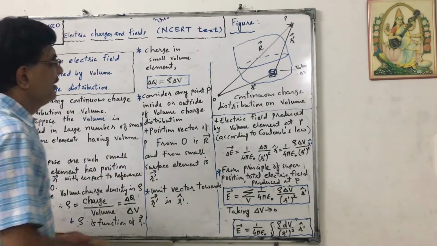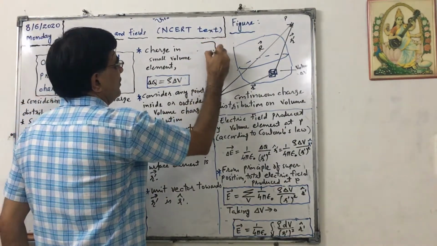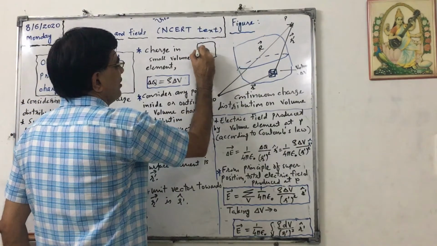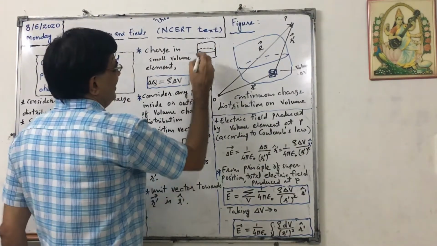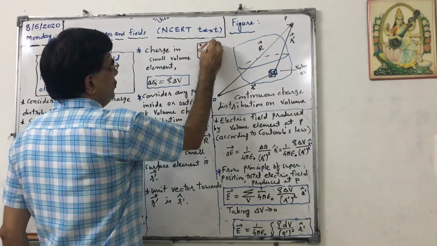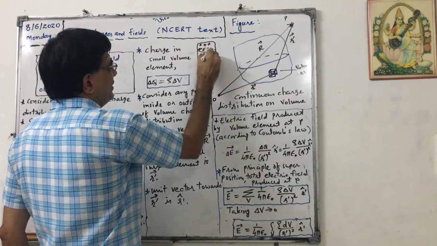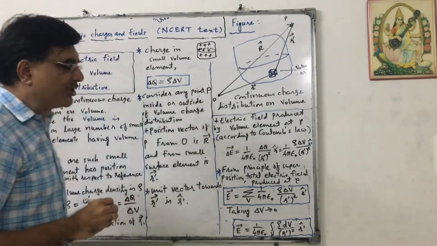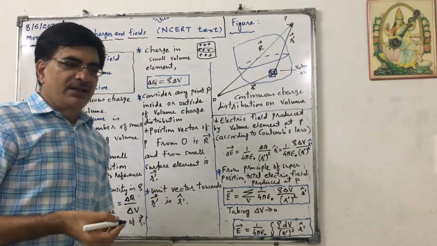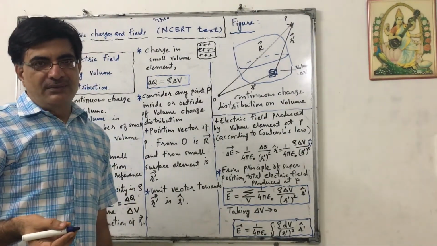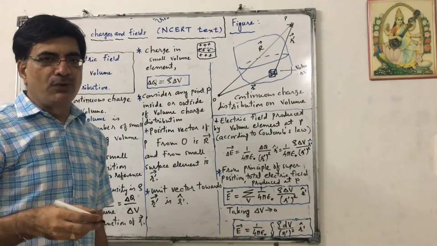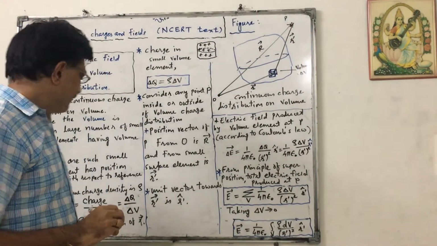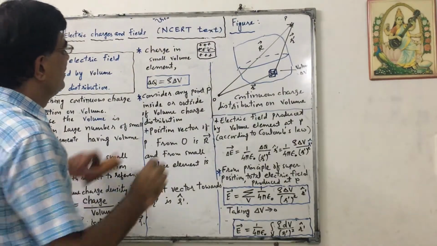Suppose this is one type of volume. We can show it like this. It is full of charges, then it is called volume charge distribution. Again, the distribution may be regular or irregular, in other words, uniform and non-uniform. So this is the figure.